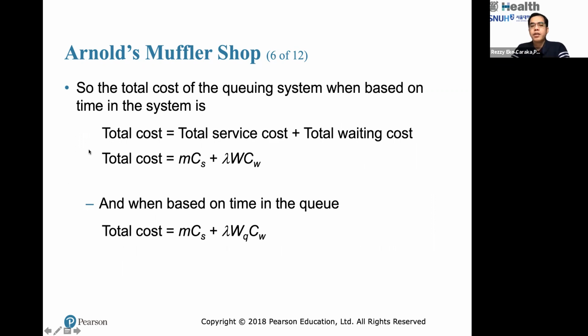Here, the total cost of the current system, when based on time in the system, can be calculated as total service cost plus total waiting cost. We have the information m Cs for the total service cost, and the waiting line cost you can calculate by lambda W Cw. Once you sum the information, you get the total cost. Later, based on time in the queue, the total cost is m Cs plus lambda Wq Cw. It's quite easy, and the information is connected to each other for calculating the total cost, total service cost, and also total waiting cost.